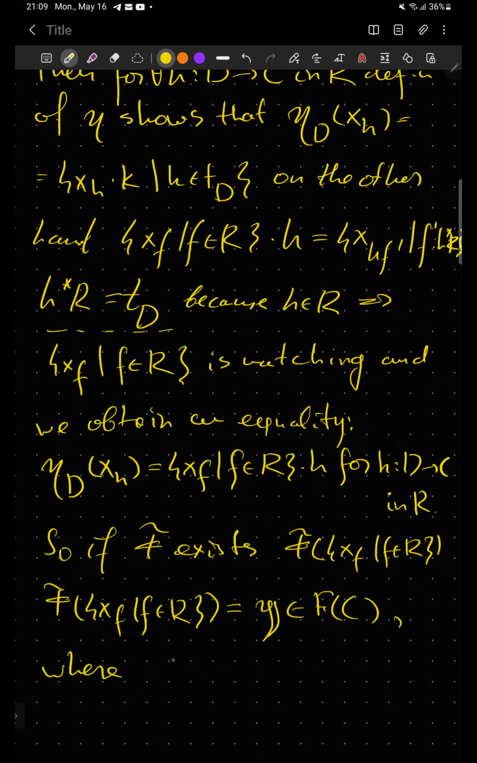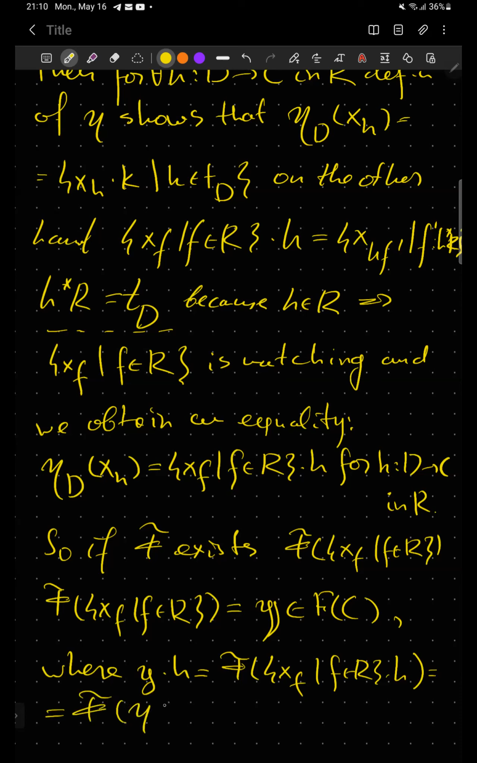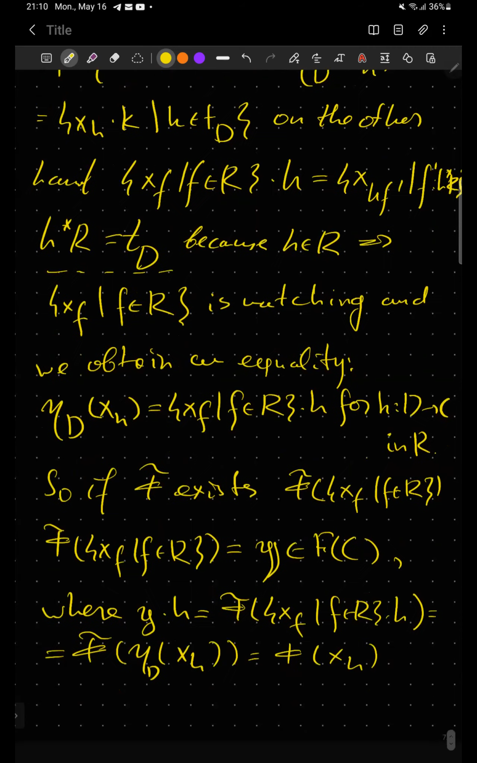And since it is an amalgamation, we should have the following property: y h is equal to phi x f, and r h is equal to phi tilde of d of x h, which is equal to phi of x h for all h in R.